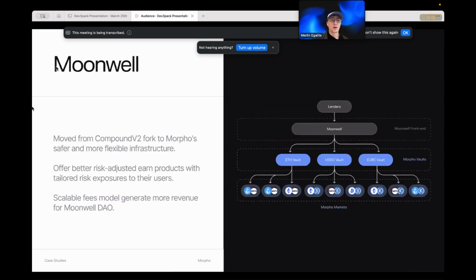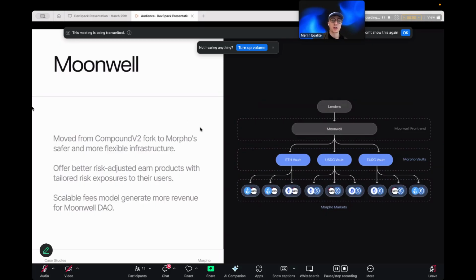Moonwell. Moonwell is a protocol that was on Base actually, and before they were using a Compound V2 fork, and they were running a lending protocol. But when they saw Morpho coming into Base, they realized that the Morpho infrastructure was safer and more flexible because you could create a lot of new markets without increasing the overall risk of the protocol. So maybe I can pause here and explain what that is.